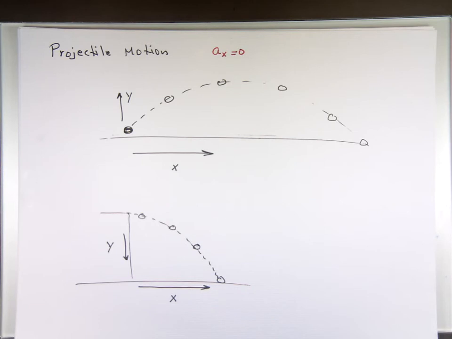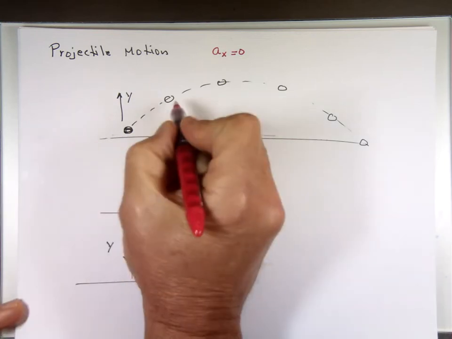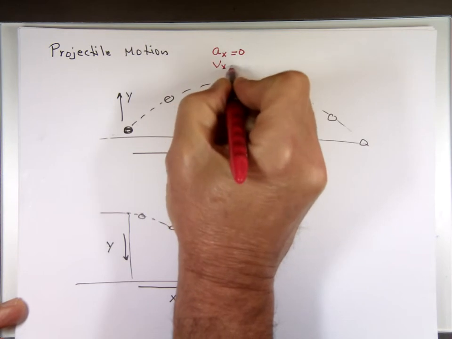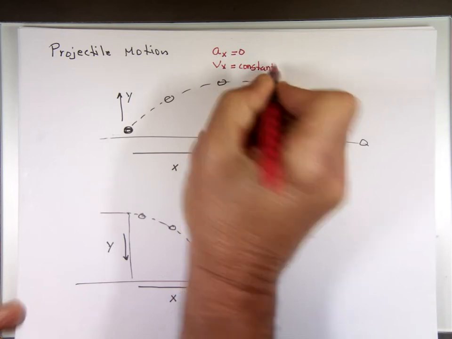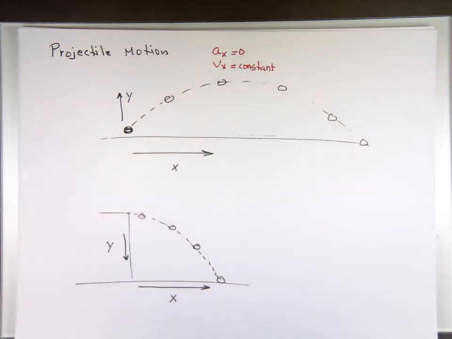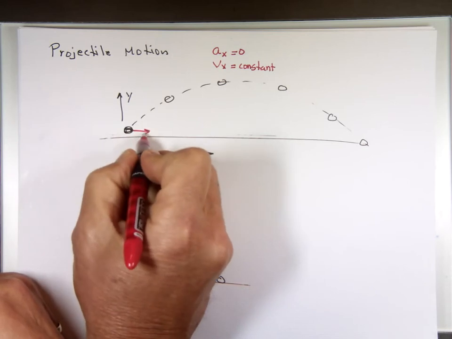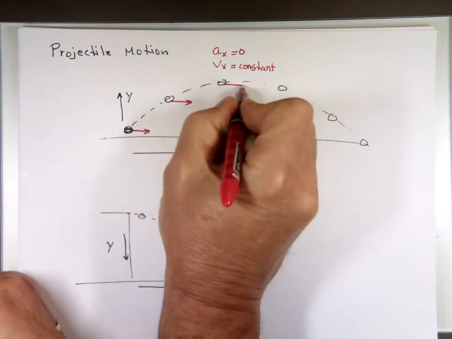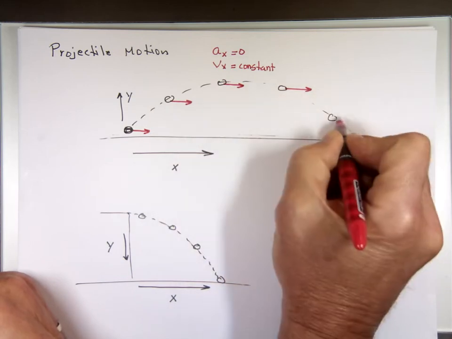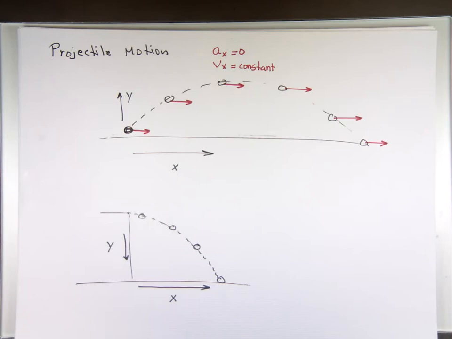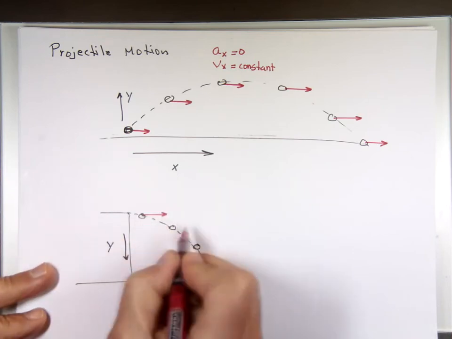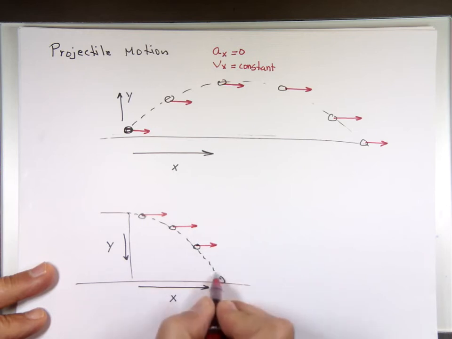And once the acceleration is 0, there's only one equation that will work for this in the x direction. That means the velocity in the x direction is also constant. If your acceleration is 0, your velocity is constant. So the velocity in this direction here is the same velocity here. It's the same velocity here. It's the same value in the x direction. The velocity in the x direction is the same.